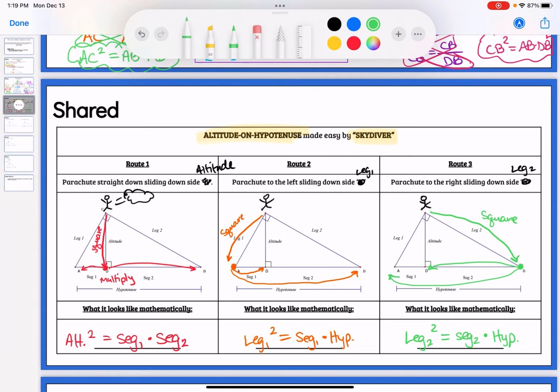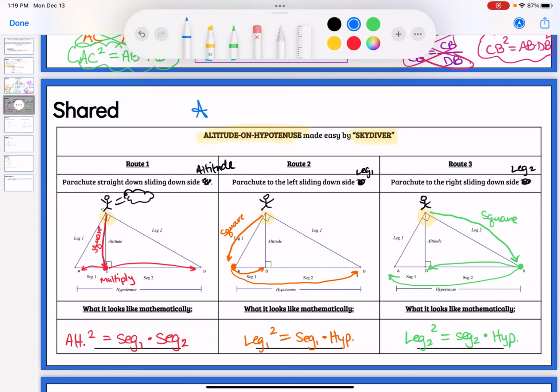Now, please notice, in all 3 of these pictures, there is that right angle up on top. That's where the skydiver is starting, right? So he always has to start from the top of the mountain, and you'll know it's the top of the mountain because there's snow on top.